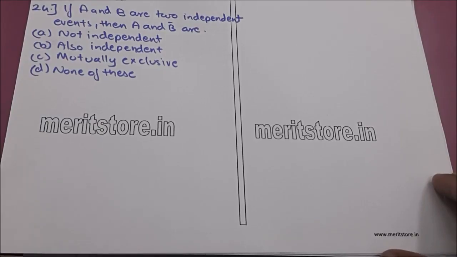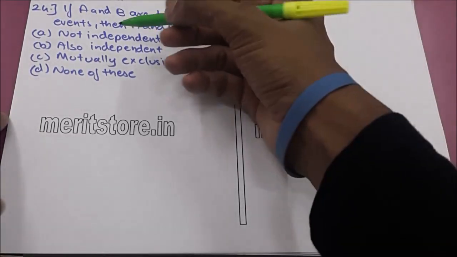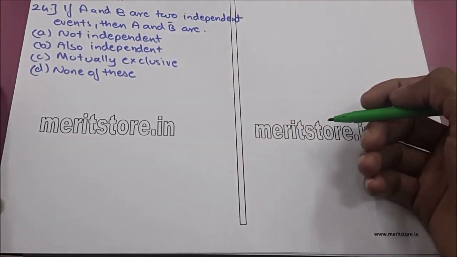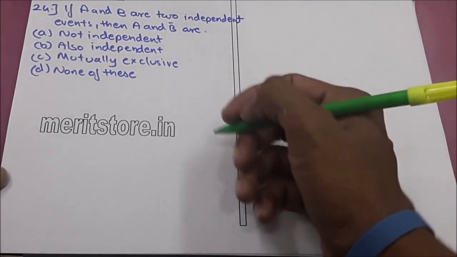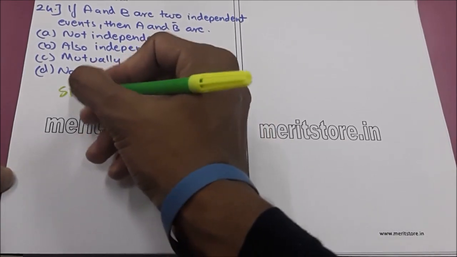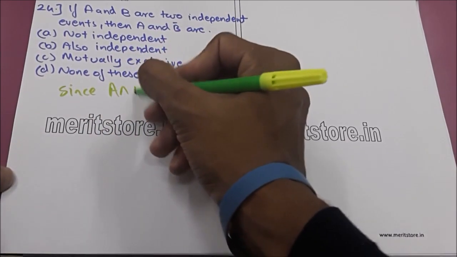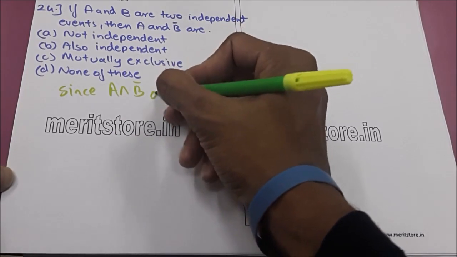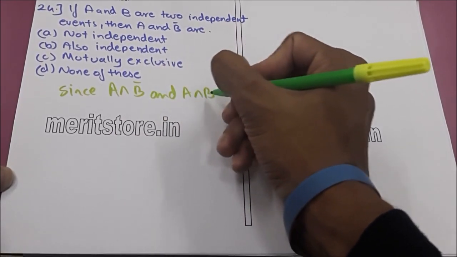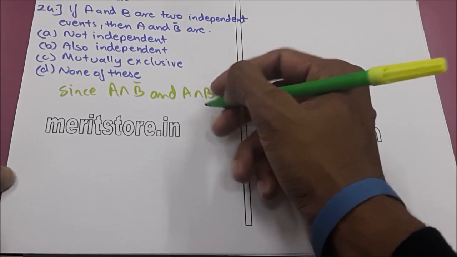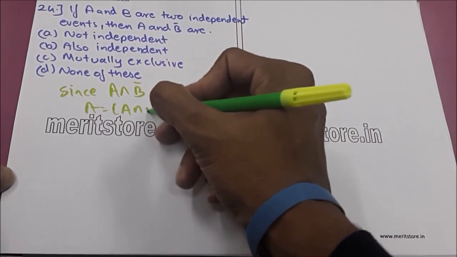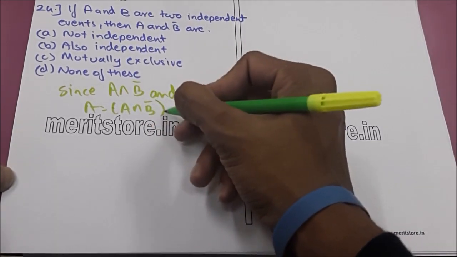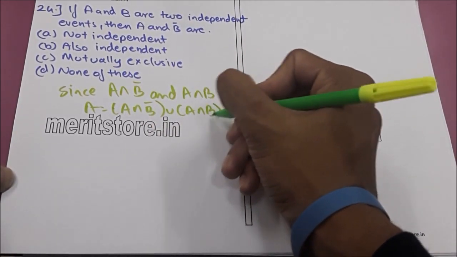Question 24. If A and B are two independent events, then A and B bar are, we have four options: A not independent, B also independent, C mutually exclusive and D none of this. Since A intersection B bar and A intersection B are mutually exclusive events such that A is equal to A intersection B bar union A intersection B.